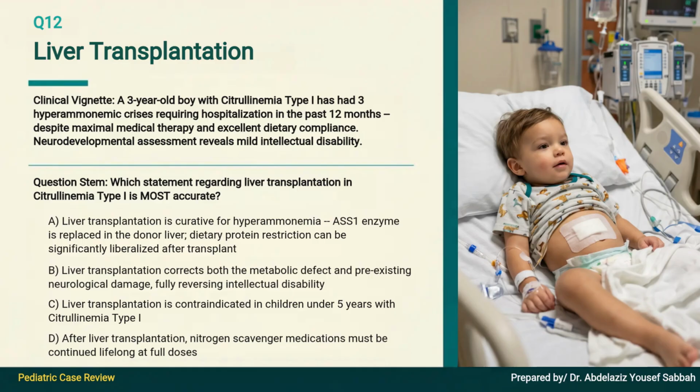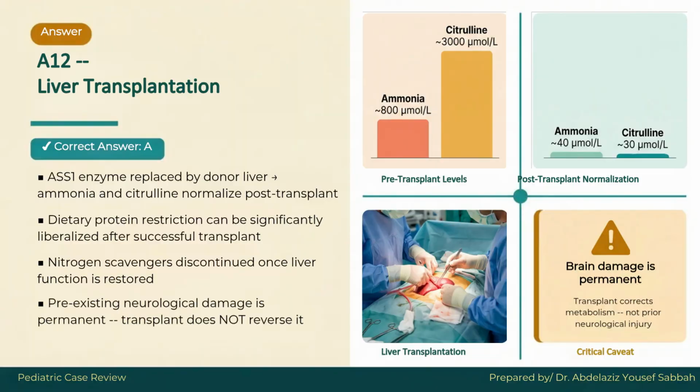Option A. Liver transplantation is curative for hyperammonemia because the argininosuccinate synthetase 1 enzyme is replaced in the donor liver, and dietary protein restriction can be significantly liberalized after transplant. Option B. Liver transplantation corrects both the metabolic defect and pre-existing neurological damage, fully reversing intellectual disability. Option C. Liver transplantation is contraindicated in children under 5 years with citrullinemia type 1. Option D. After liver transplantation, nitrogen scavenger medications must be continued lifelong at full doses. The correct answer is option A.